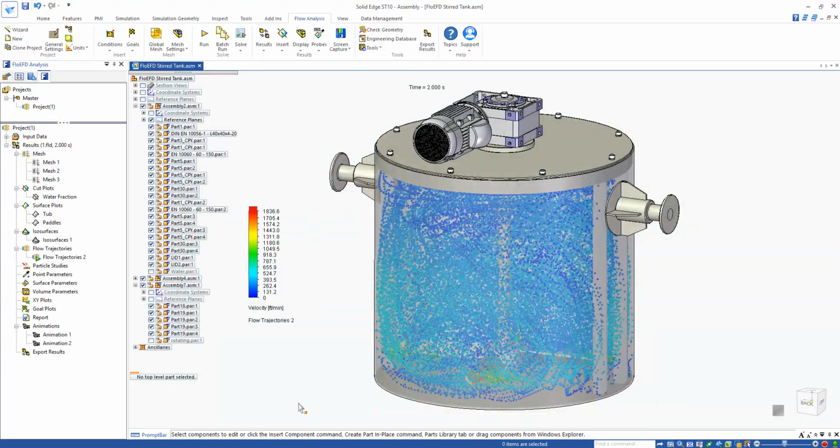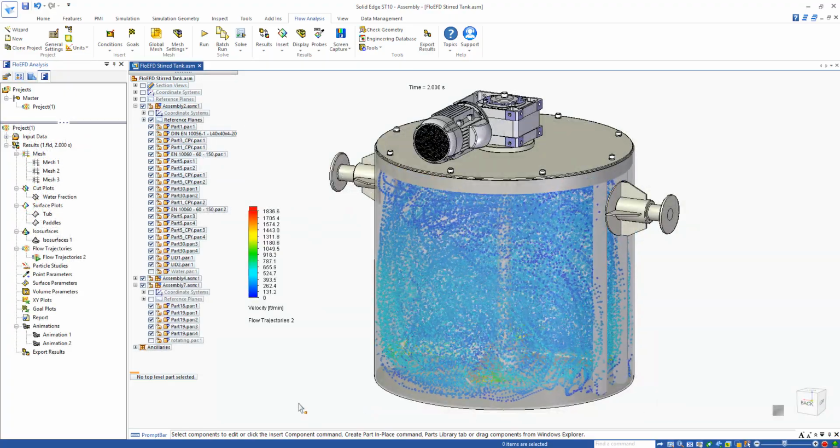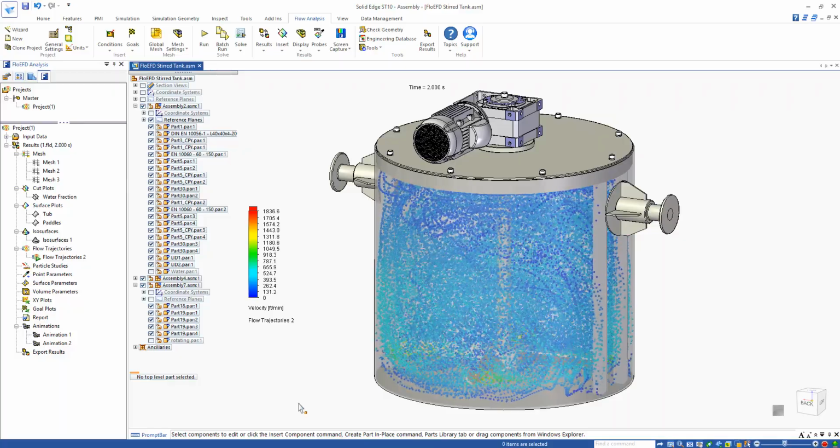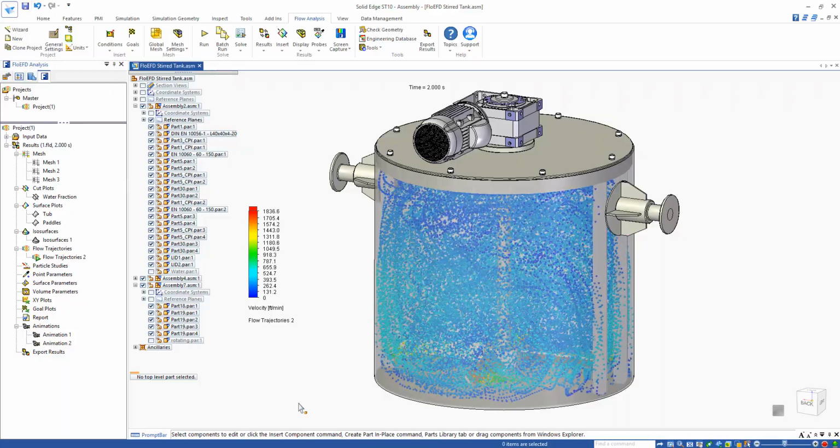By animating the flow trajectories, we can see how the virtual particles will move in the flow. We can see how the flow moves up the outside of the tank with a radial velocity due to the moving paddles.